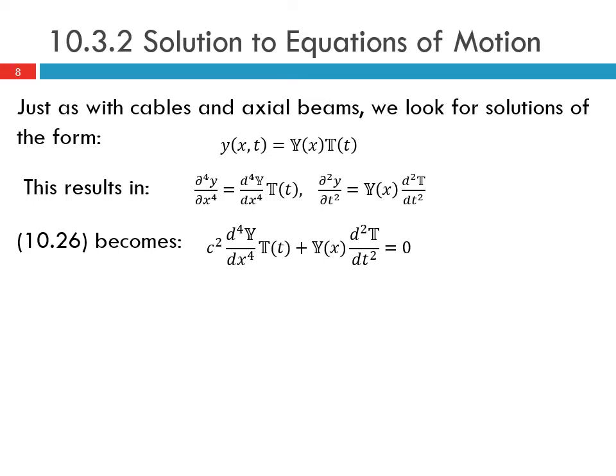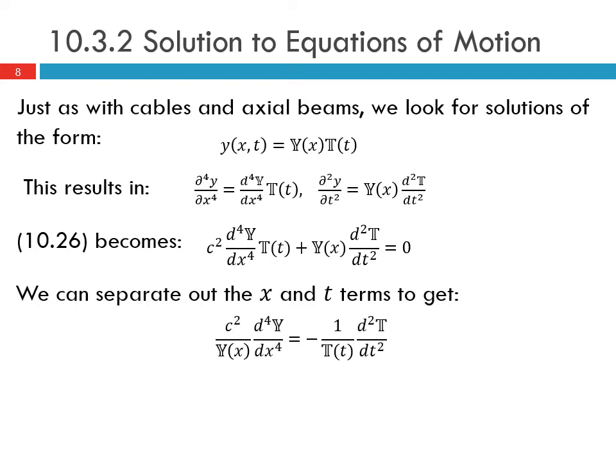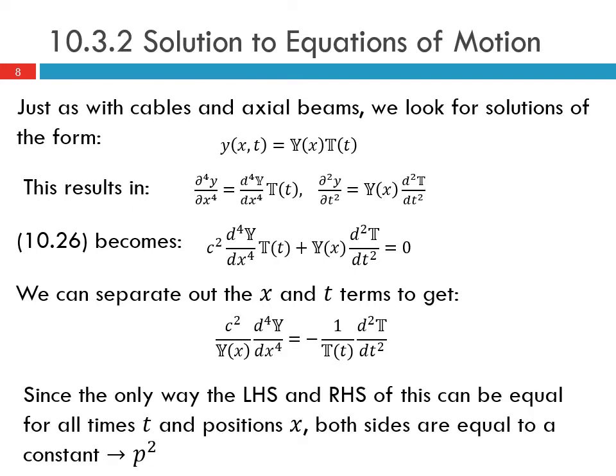So our equation 10.26 then becomes c squared times d4y by dx to the fourth times t of t plus y of x times d2t by dt squared is equal to 0. So we can separate out the x and t terms to get c squared over y of x d to the fourth y by dx to the fourth, which is equal to minus 1 over t d2t by dt squared. Now the only way that the left-hand side, which is only dependent on x, and the right-hand side, which is only dependent on t, can be equal for all times t and all positions x, is if both sides are equal to a constant, which we will call p squared.